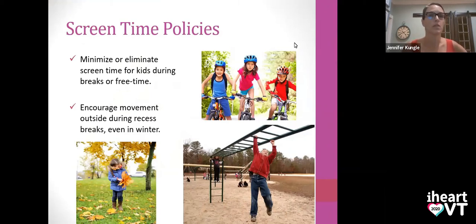Okay, so talking about screens again, one thing that I would really recommend, if your child is in online learning and spending 4, 5, 6 hours in front of a screen, is to try to minimize their extra free time and try to eliminate extra screen time that they normally would have as a reward. And really try to encourage movement, especially for recess, anytime you can, even in wintertime. Just any kind of movement is really going to help.